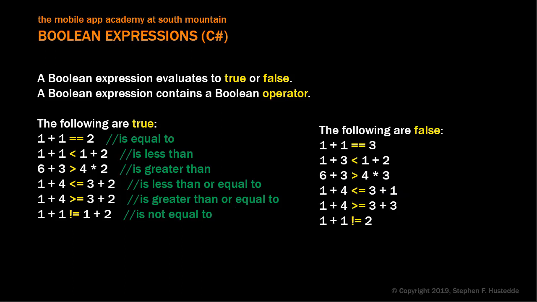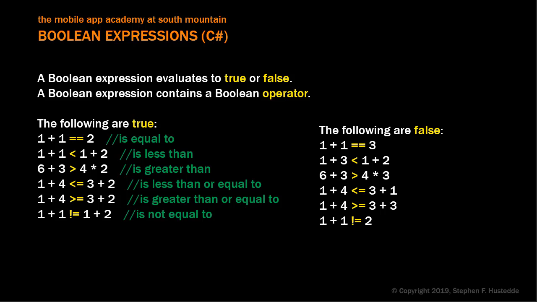Here are some similar expressions that evaluate to false. 1 plus 1 is equal to 3. Of course, that's a false statement. 1 plus 3 or 4 is less than 1 plus 2 or 3. 4 is not less than 3. That's a false statement. 6 plus 3, or 9, is greater than 4 times 3, which is 12. 9 is not greater than 12. 1 plus 4, or 5, is less than or equal to 3 plus 1, or 4. 5 is not less than 4, and is not equal to 4.